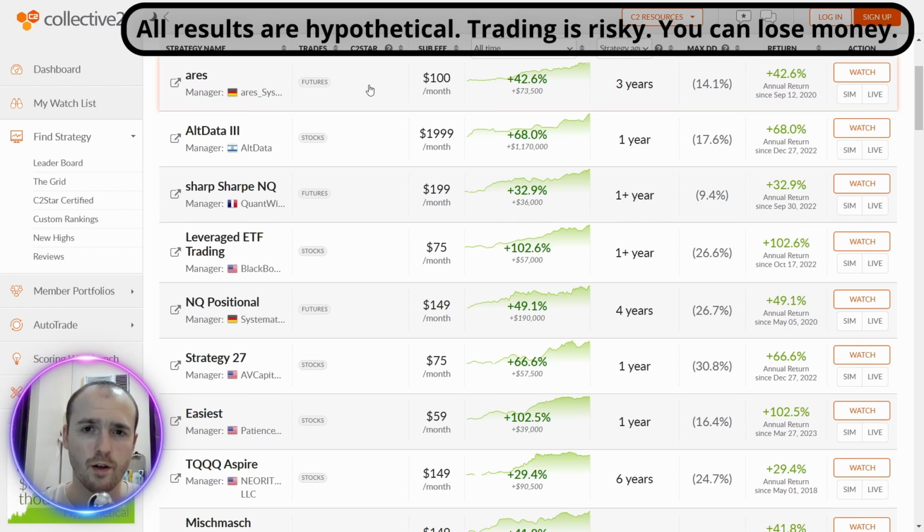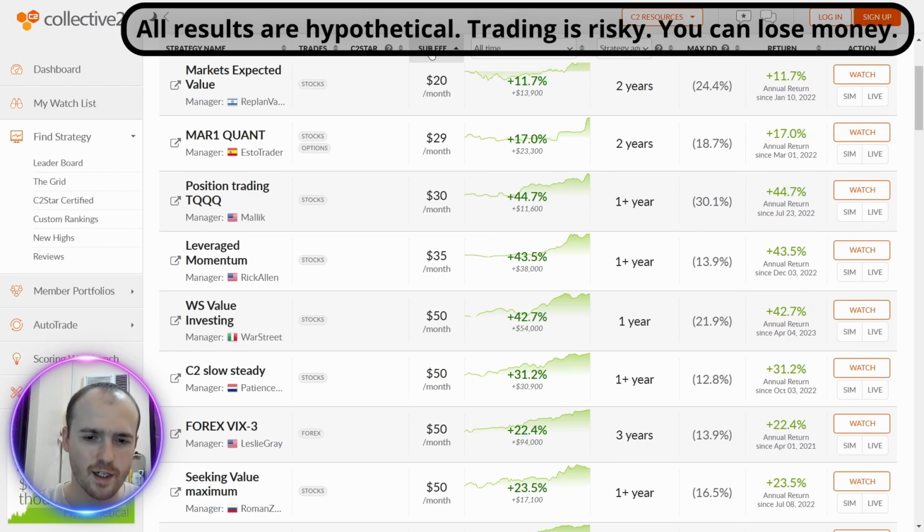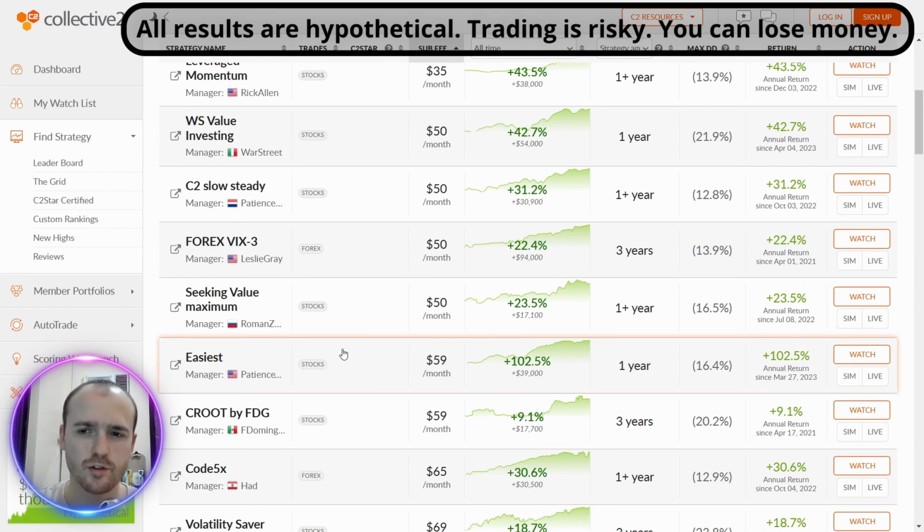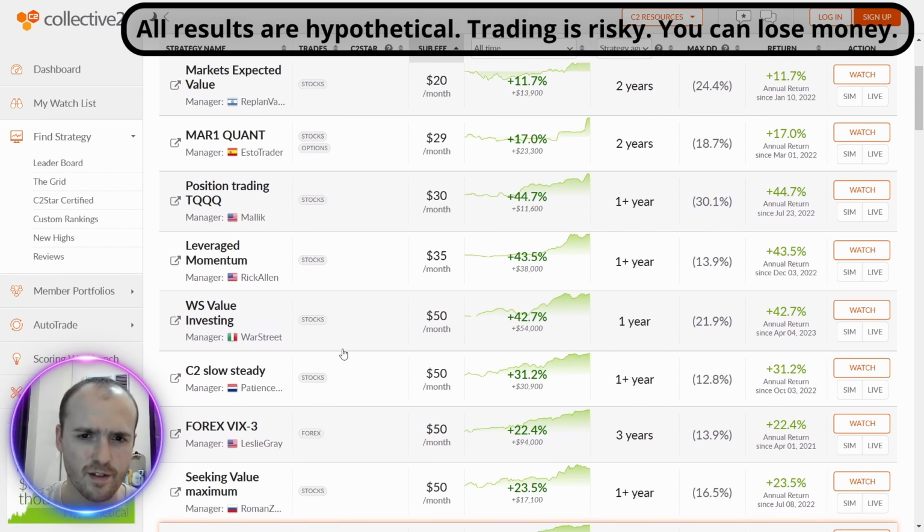So let's get started. One way we can accomplish that is simply by clicking the sub fee, and that's going to organize it from least expensive to most expensive. As you can see, we have quite a few choices here, and these strategies have different ages, different historical drawdowns, and performance as well.